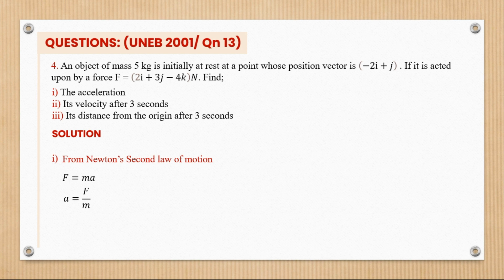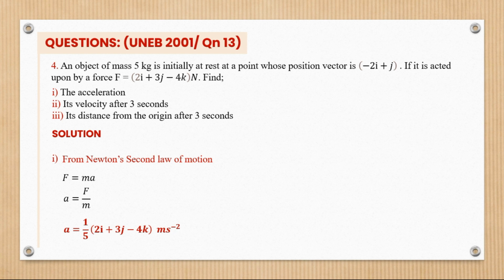So acceleration is F over m, of which we know the force and we know the mass. So we shall have this force here divided by the mass, which is 5 kilograms. That's why we have 1 over 5 times that. And therefore the acceleration is 1 over 5 into 2i plus 3j minus 4k meters per second squared. So now we have the acceleration.